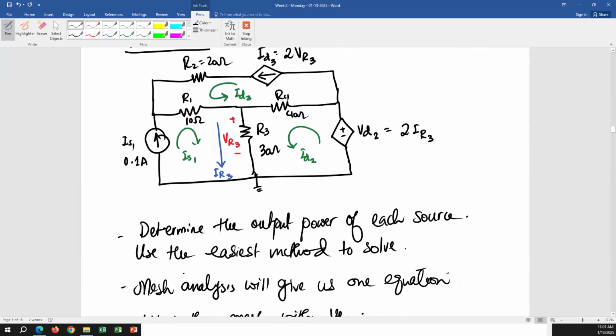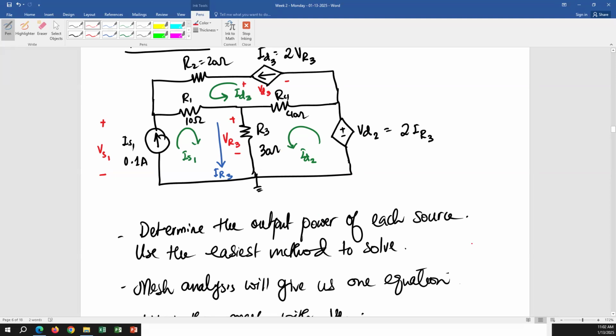To calculate power, we need to calculate the voltage across IS1, VS1, let's call this. We need to calculate the voltage across ID3, VD3, and we already calculated ID2. That we already have. But first, we're going to determine what is the actual value of VD2. Calculate IR3 basically, which is a combination of IS1, ID2, and we have the ID2 value.